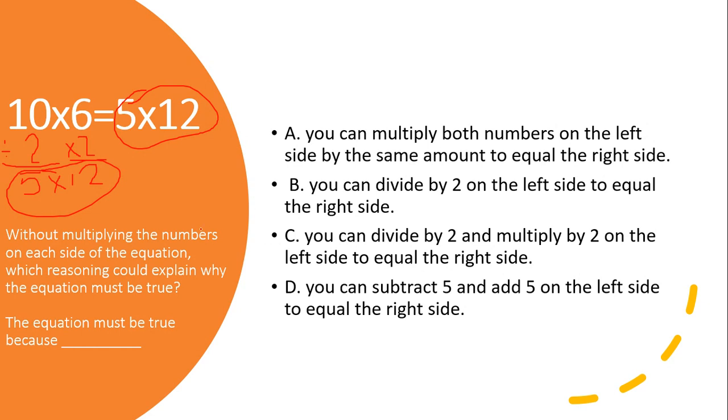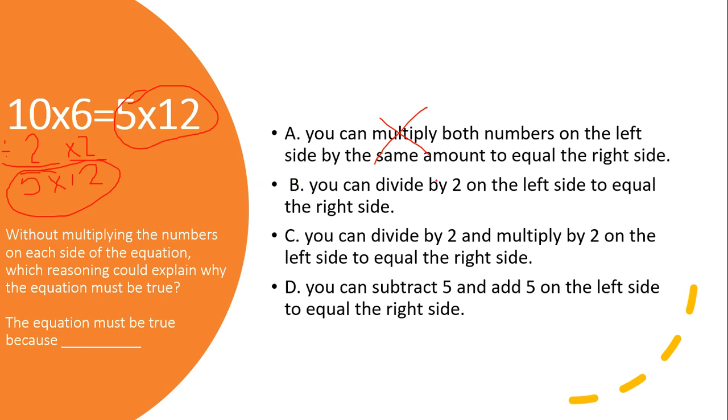Without multiplying the numbers on each side of the equation, which reasoning could explain why the equation must be true? The equation must be true because, so now we're going to go through our multiple choice answers. A, you can multiply both numbers on the left side by the same amount to equal the right side. So did I multiply both numbers by the same number? No, I multiplied one and I divided one. So I do not multiply both of them.